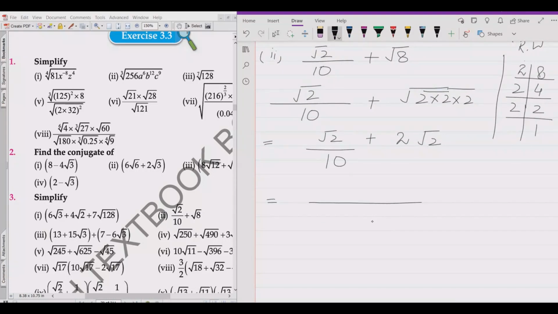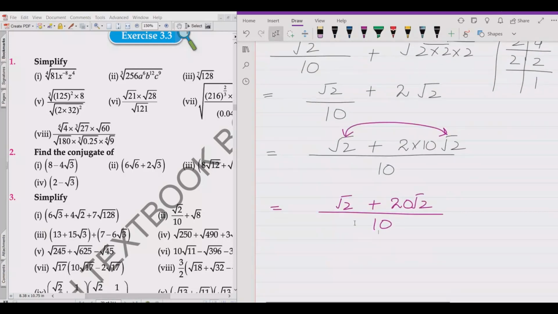Now we have to take the LCM. LCM is 10, and we keep here 10 root 2, because 10 is not here, so we will multiply by 10 and root 2. Now those both terms we can add because both are similar surds, so we can add both of them. So we will say root 2 plus 20 root 2 upon 10, and if we simplify, it is 21 root 2 upon 10. So this is the answer of this question, right? So this is an example of another addition of surd.